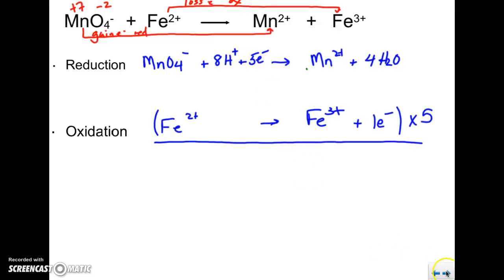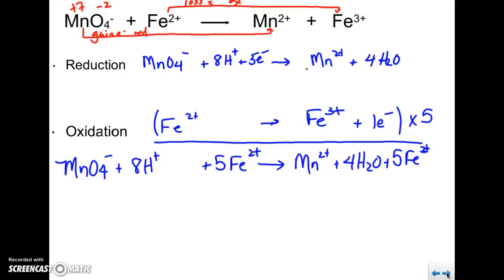So doing this work and combining the two terms together, I end up with MnO4 negative plus 8 H+ plus 5 electrons plus 5 Fe2+ yielding Mn2+ plus 4 waters plus 5 Fe3+ plus 5 electrons. The electrons cancel, so I removed them from the final answer, and that is what you should report.